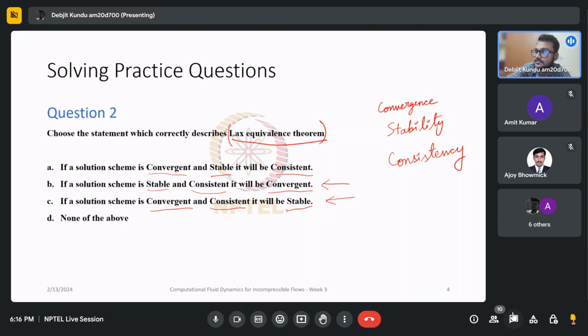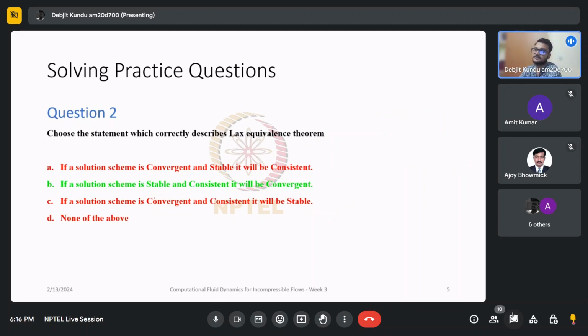Okay, so let's have a look at the solution. So option B is correct. This is what the statement of Lax's equivalence theorem is, that if the solution scheme is stable, stable meaning the errors reduce over iterations, and consistent meaning that if the finite differences, which are finite discretizations, tend to zero, if I take smaller and smaller discretizations, then the finite difference equation should converge into the partial differential equation that we originally want to solve. So this is what consistent means.